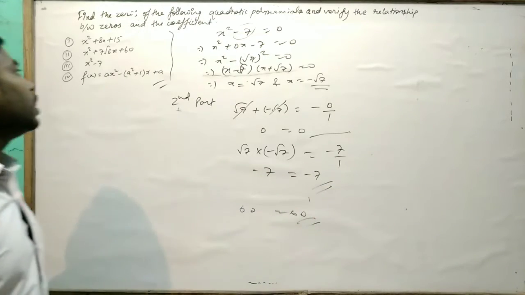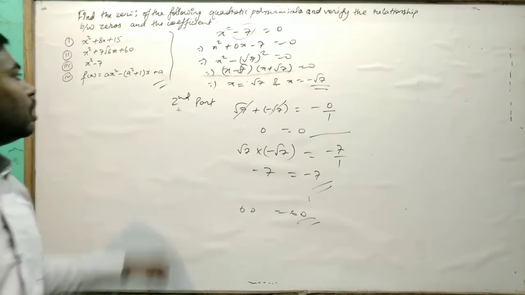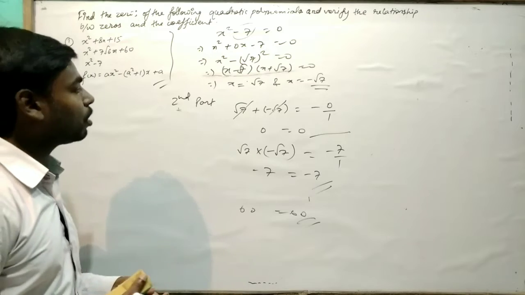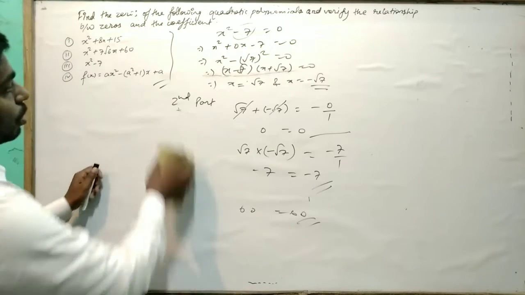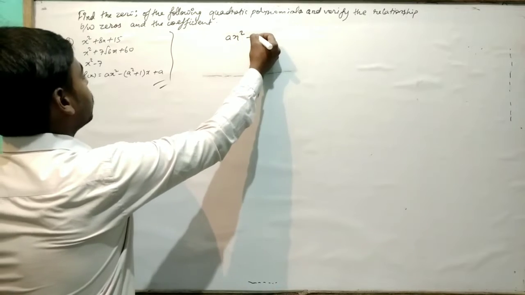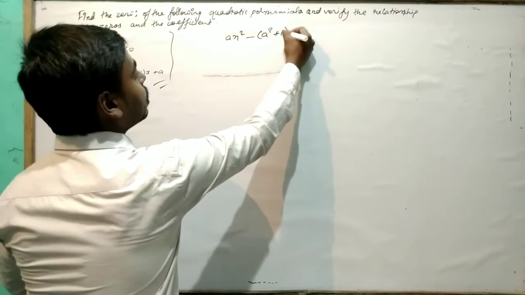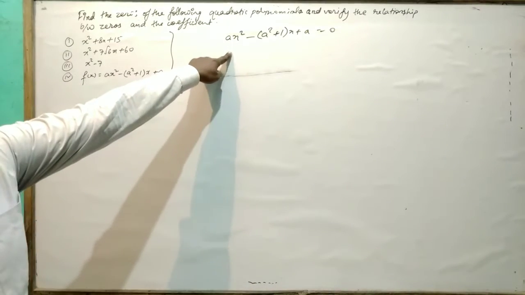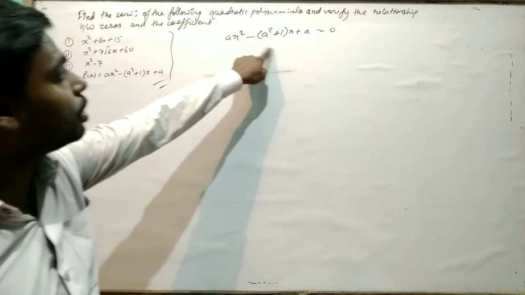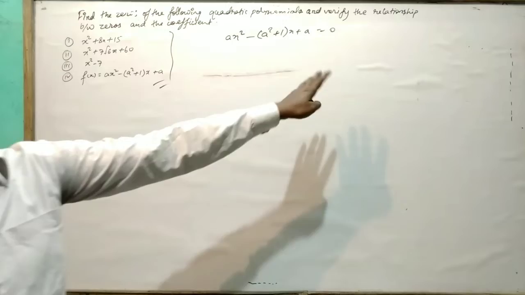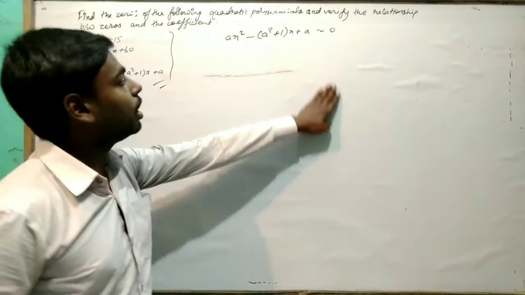It is also verified. Now the last question is ax square minus (a square plus 1) x plus a is equal to 0. Now we solve it. How can it be solved? Here the coefficient of x square is a. The coefficient of x is minus bracket a square plus 1, and the constant term is a.